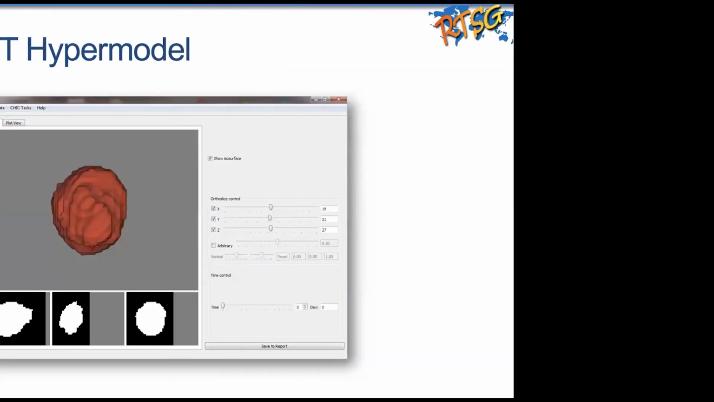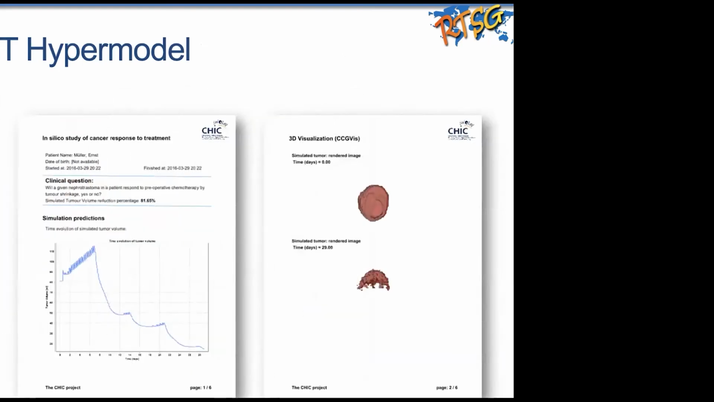And this tumor model was put into the computer and shows the tumor at the time of diagnosis in visualization mode. And you can use that. And at the end, you will see how the tumor volume will go down.